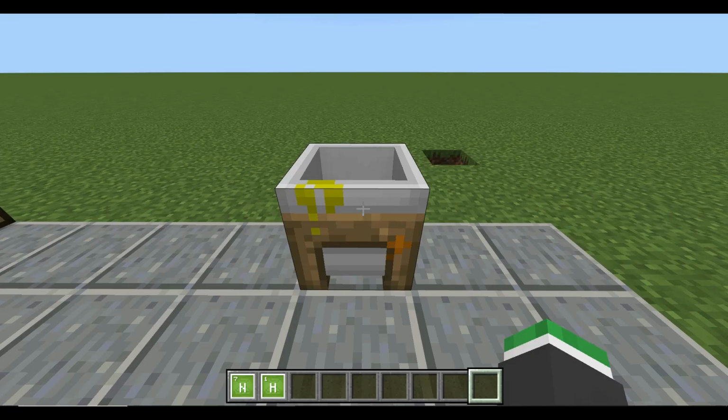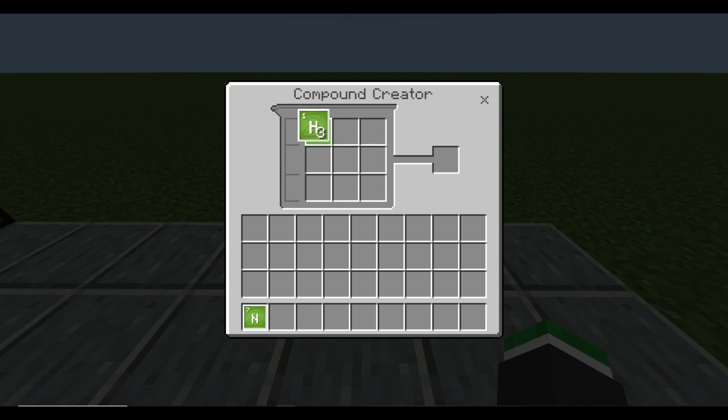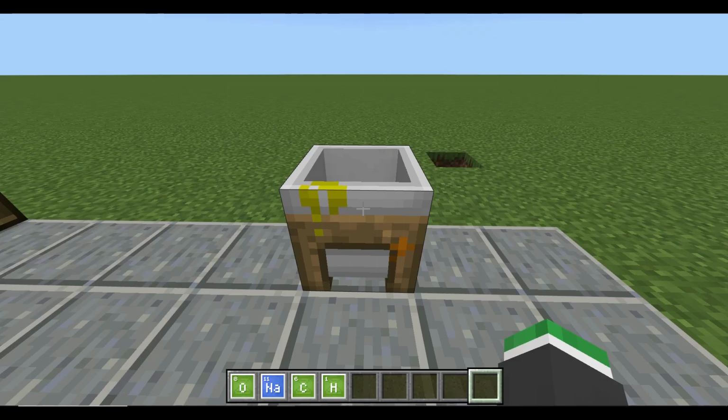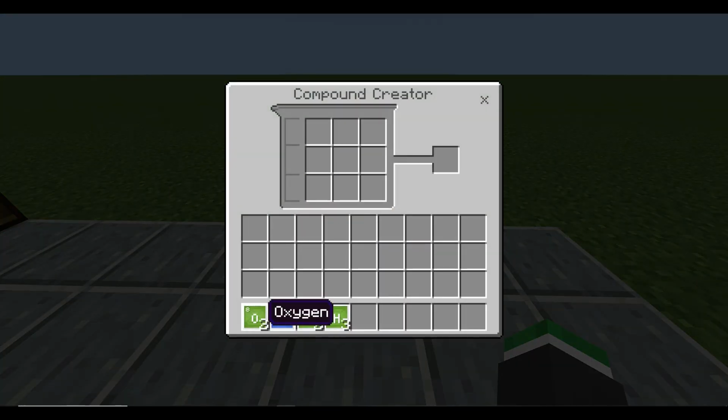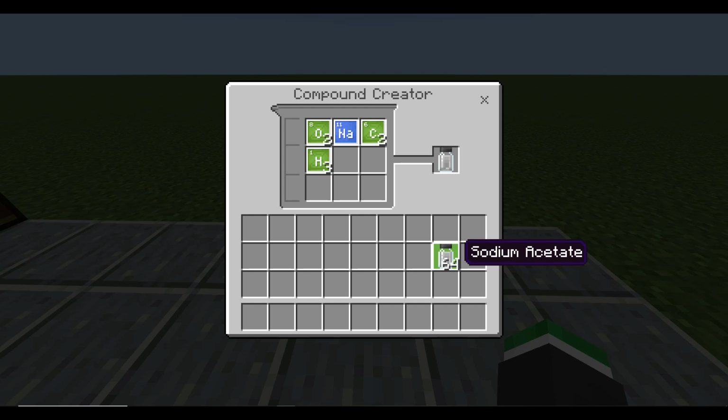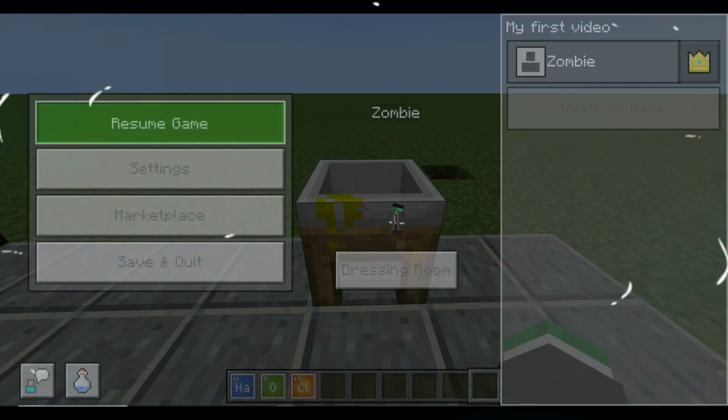Next thing that we are going to be making is ammonia, which needs 3 hydrogen atoms and 1 nitrogen atom. The next thing that we're going to be making is sodium acetate, which needs 2 oxygen, 1 sodium, 2 carbon, and 3 hydrogen, which is important, and make sure to stay till the end of the video so I can show you how to use this stuff.